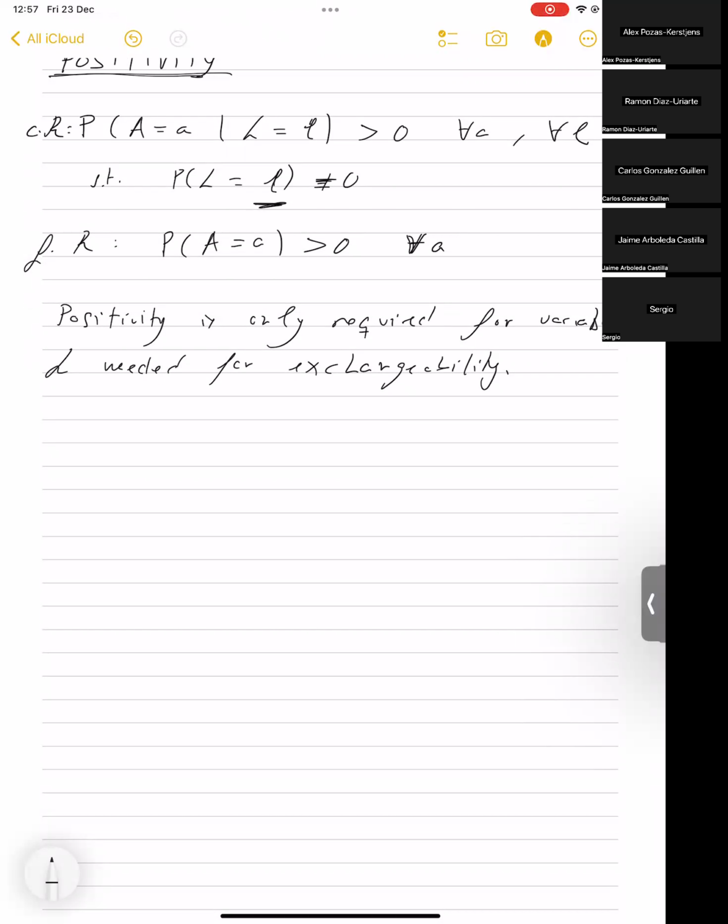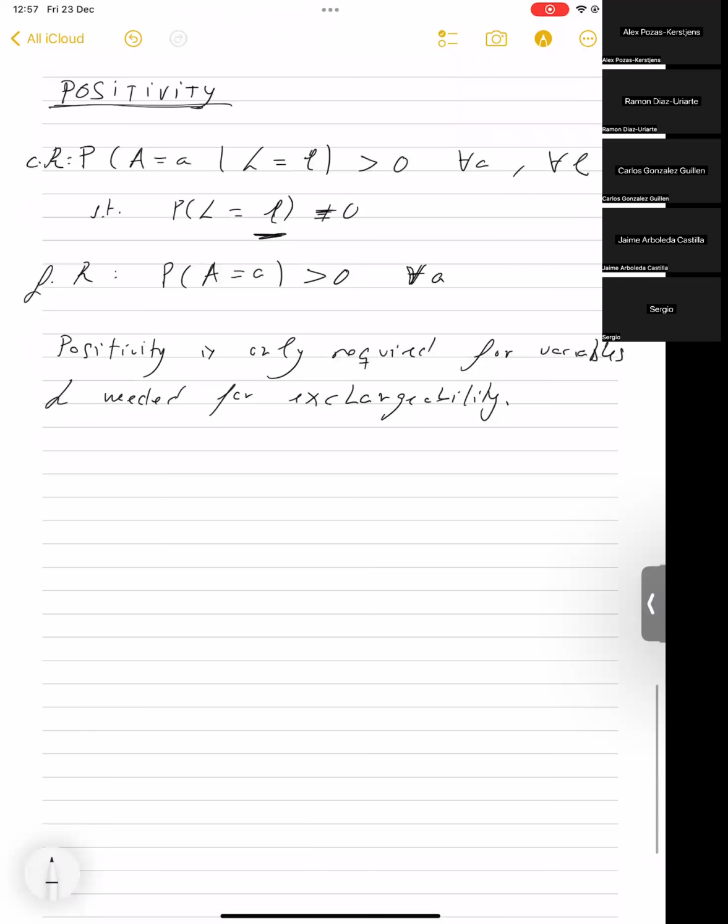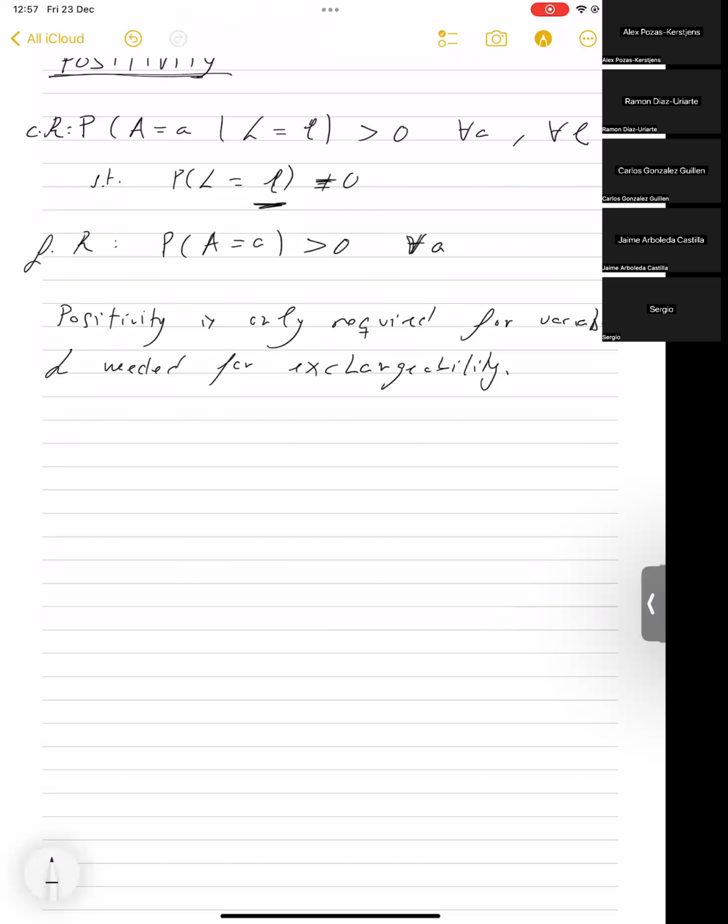In case L were a continuous variable, we would consider a discretization into bins or something like that. I mean, what you need is that for every possible value of L, no matter if it is discrete or continuous, you need positivity.